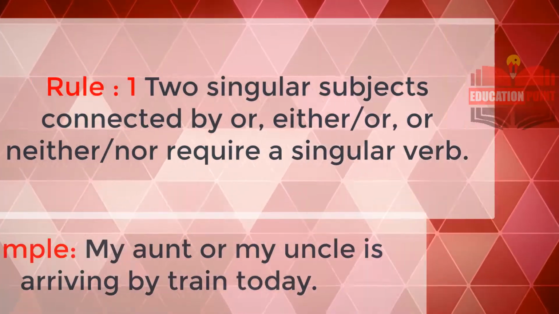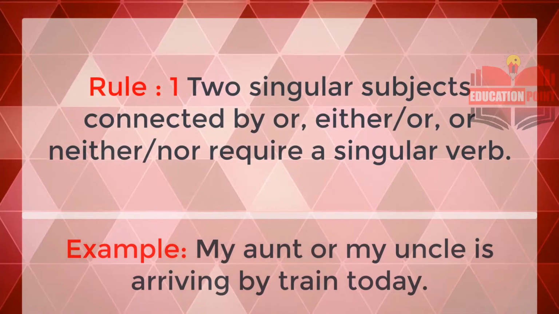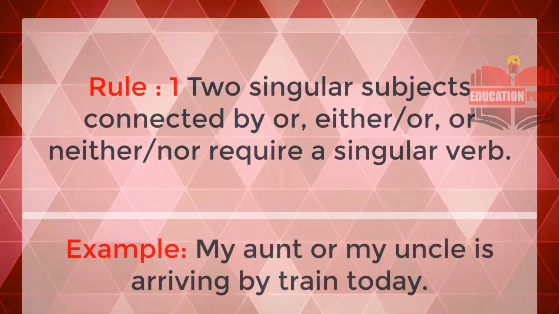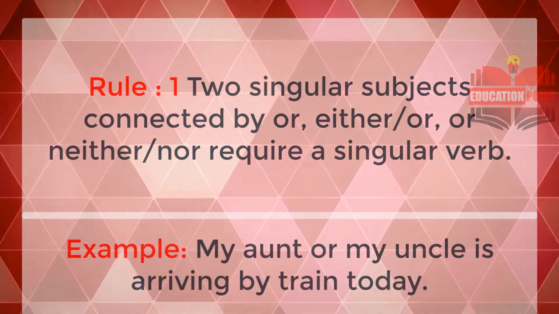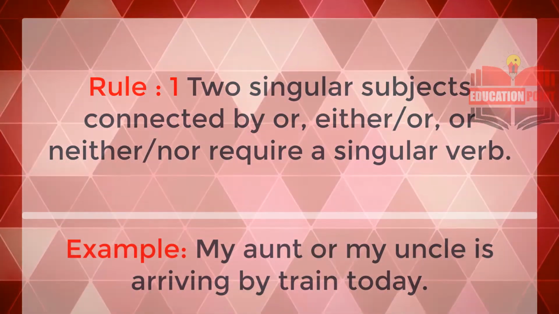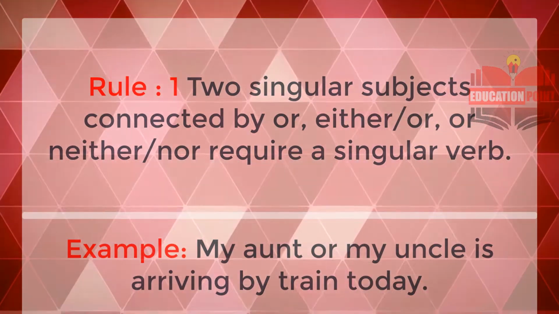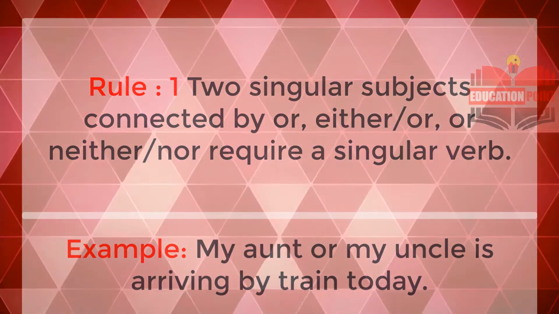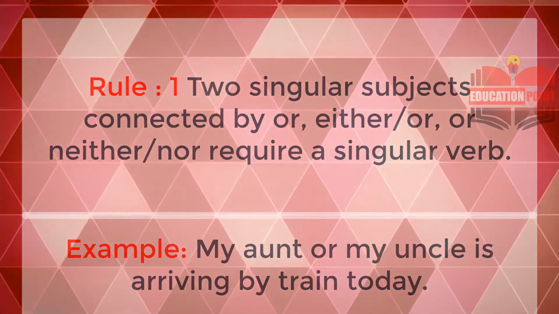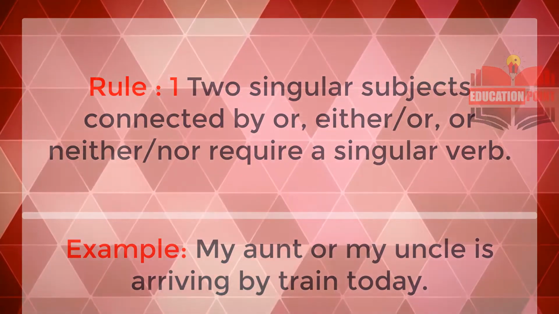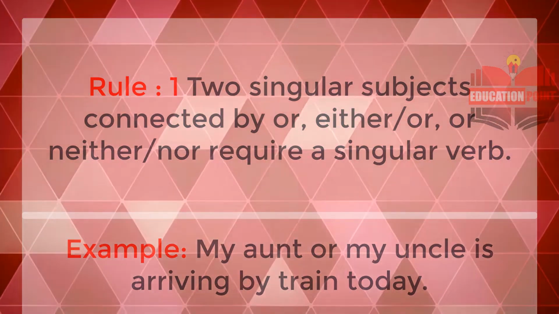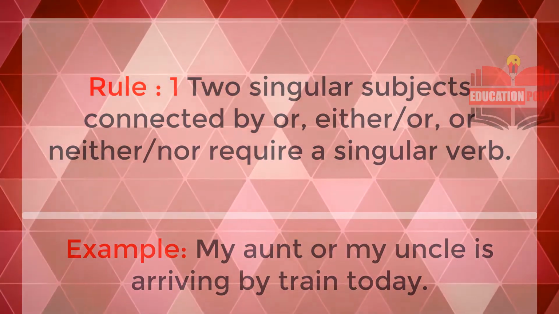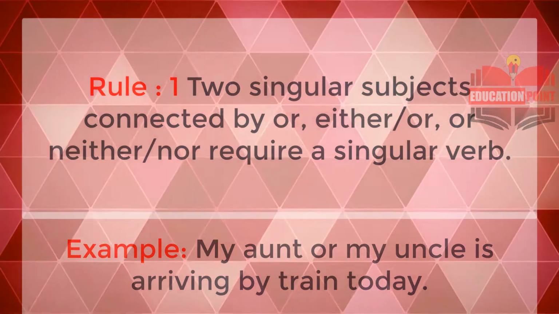Example, my aunt or my uncle is arriving by train today. So either it's my aunt or it is my uncle. Here we are talking about one person arriving by train today, and that is why we have just used an is, and also because of this rule that here we have an or in the sentence, which talks about either one or the other, and that is why we have used just a singular verb.